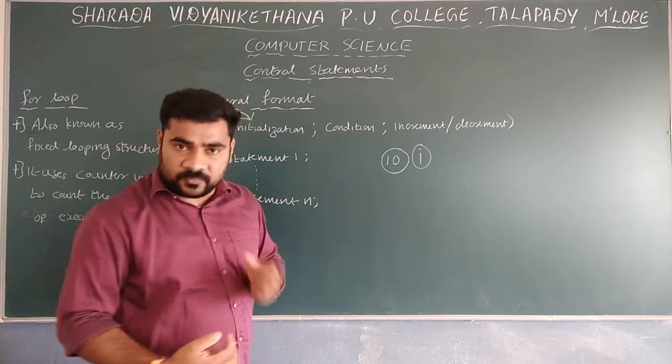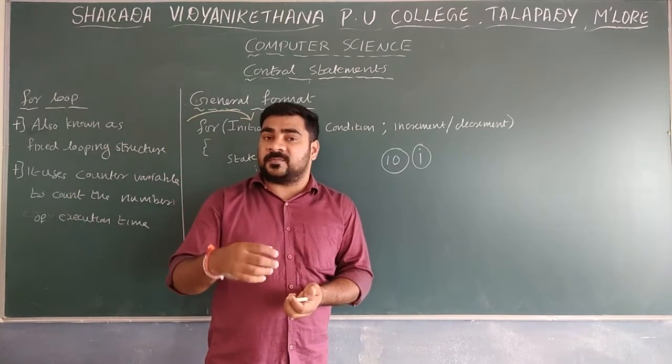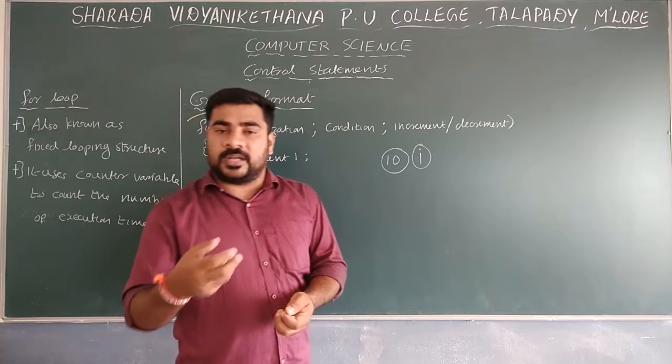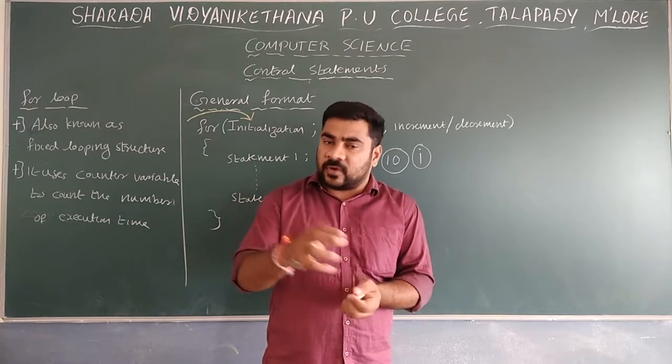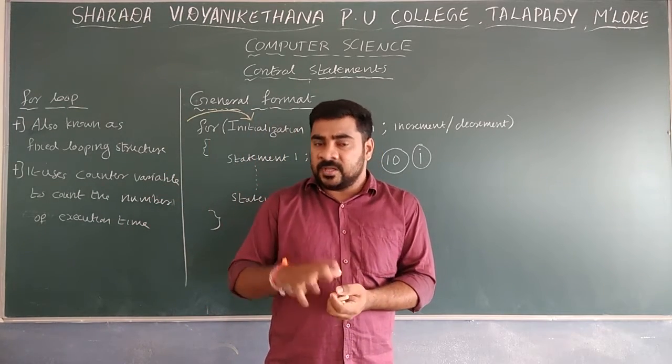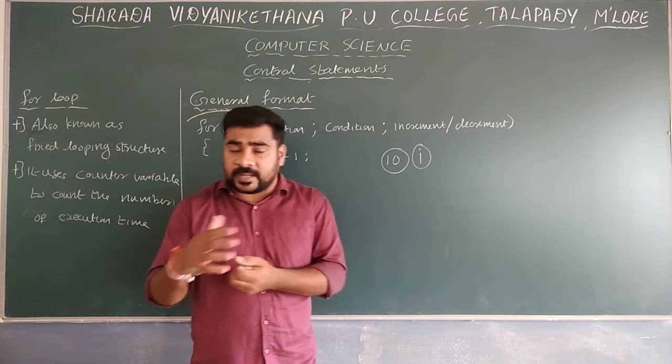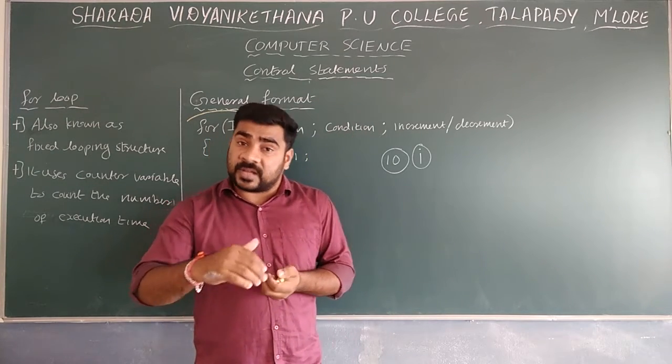So what is the first value? Counting is also possible from 10 to 20, that's 10 times. 0 to 9 is also 10 times. 1 to 10 is also 10 times. So like that we can use.